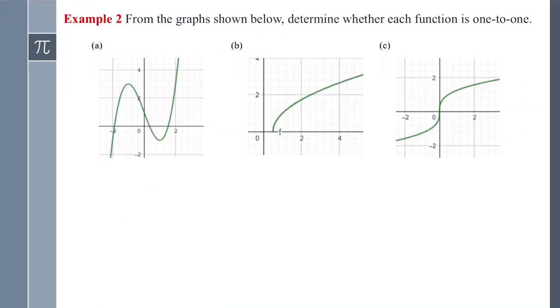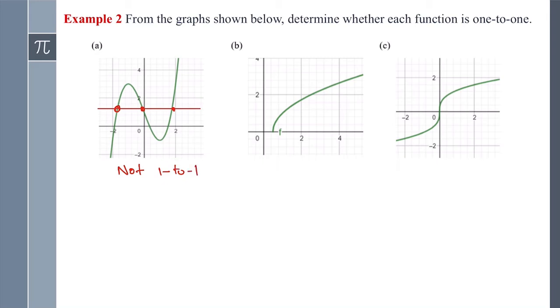So now let's look at these examples here. We are given three different graphs and we are asked to determine whether each graph represents a one-to-one function or not. For the first one, I can draw a horizontal line such that it intersects the graph of this function at three different points. So right here, and right here. So this is not one-to-one.